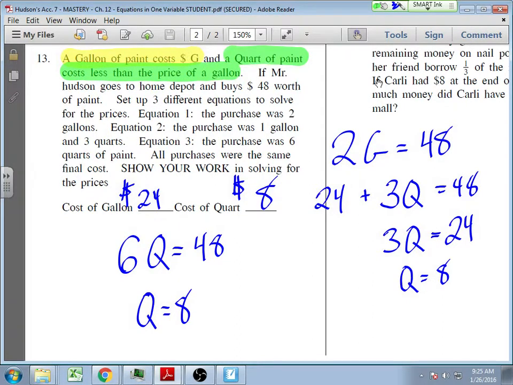I think a couple of you just misunderstood, because when you did the gallon and 3 quarts, somebody had 1 3/4 equals the 48, like 1 3/4 some variable. You cannot buy paint like that. You either buy whole gallons or just whole quarts.